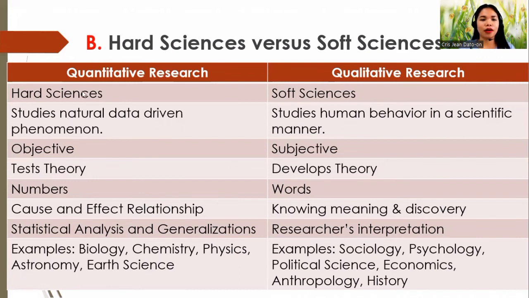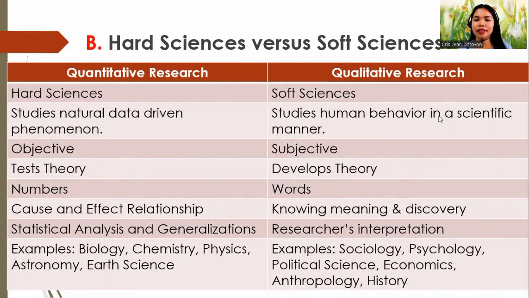Okay, so we have here two tables. The first column is for quantitative research, and the second column is for qualitative research. Now, this hard and soft science is under a specific research design. So hard science is under quantitative research, while soft science is under qualitative research. Another, quantitative research studies natural data-driven phenomenon, while qualitative research studies human behavior in a specific manner.